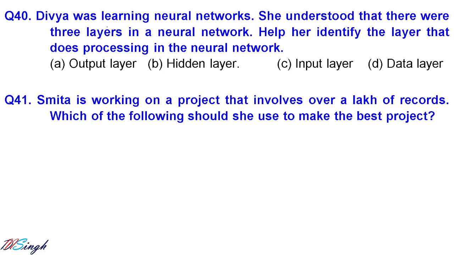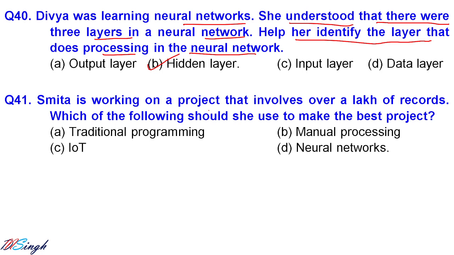Divya was learning neural networks. She understood that there were three layers in the neural network. Help her to identify the layer that does the processing of the neural network. So as I told you, there are three types of layers: input layer, hidden layer, and output layer. The hidden layer does all the processing work.